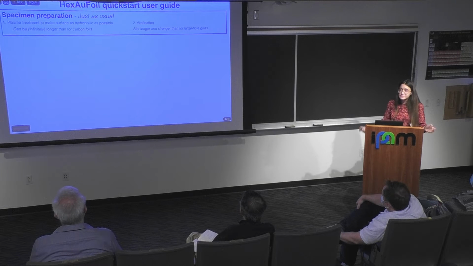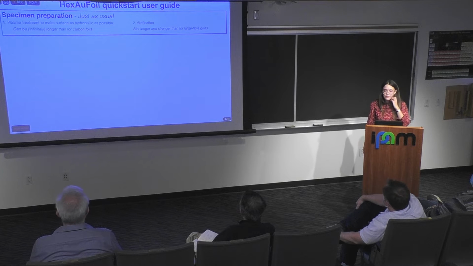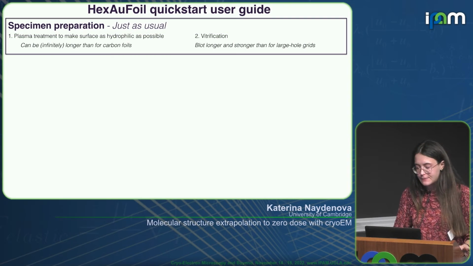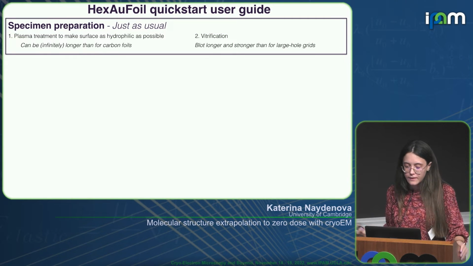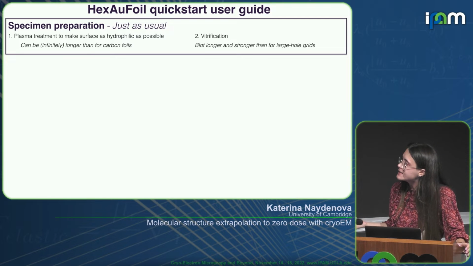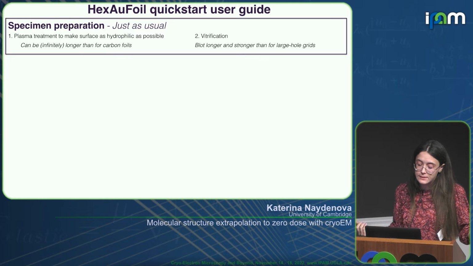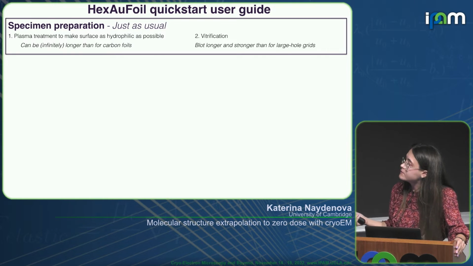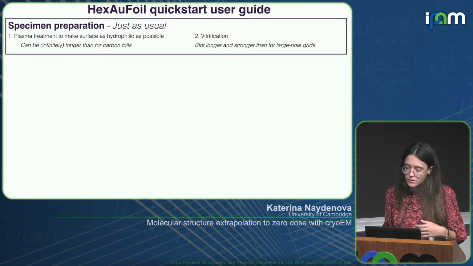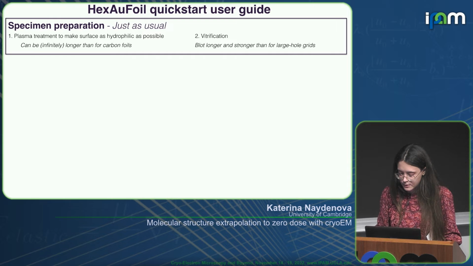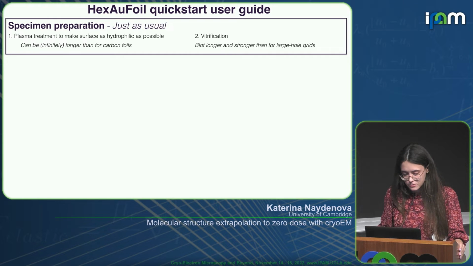So with the anticipation that these grids will be available soon, I just wanted to give a few practical tips for those of you who will get them soon. First of all, how to prepare the specimen on the Hexafoil grid. Well, the quick answer is just as normal. You just freeze the specimen on the grid that's been plasma cleaned before that to make it as hydrophilic as possible. And one tip I would give is that because the hole is smaller, it's hard to overblot these grids, so I would say blot longer and stronger than for the large hole grids that you're all used to.